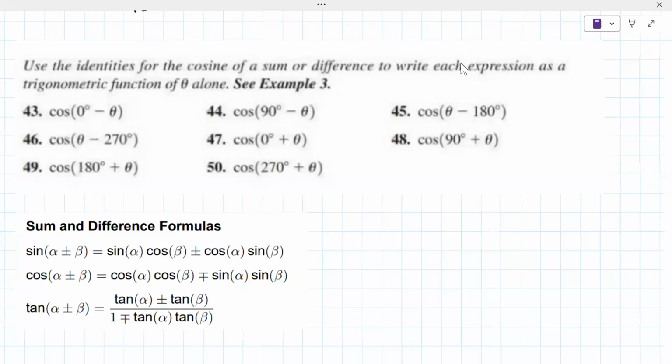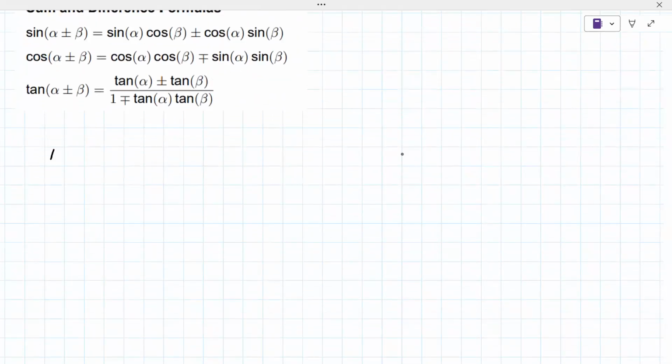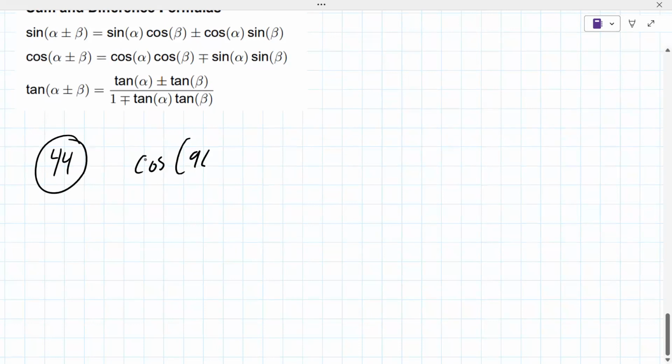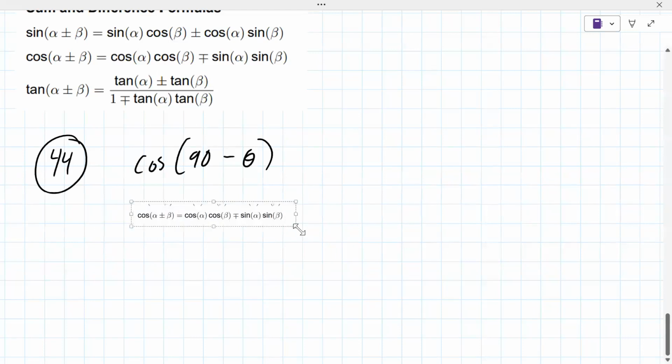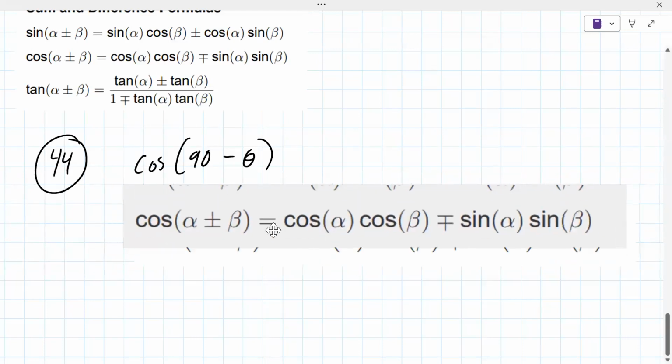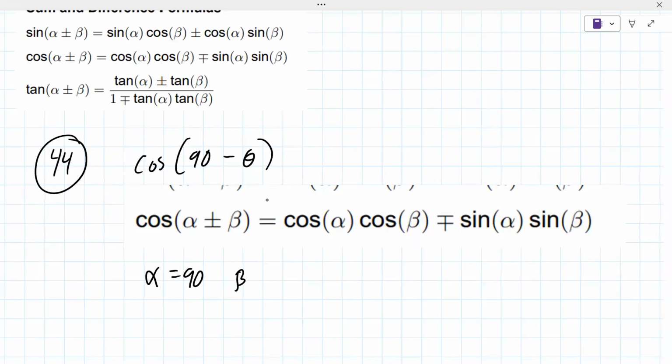So let's do 44. 44 is cosine 90 minus theta. So for the first few, I will put the formula right underneath. It's really important to have the formula, like if you got to memorize it somehow. And then you have to be able to know which is alpha, which is beta. Your book might use X and Y. So in your problem here, alpha is 90 and your beta is theta.